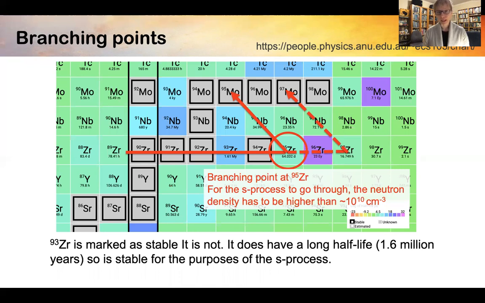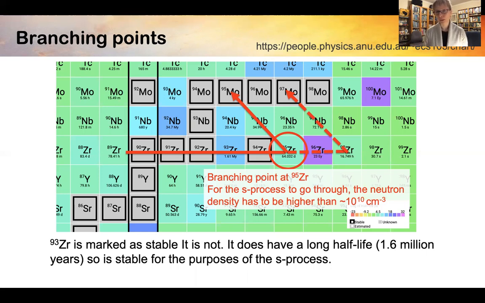So here I've color-coded by half-life, and I've put in the solid line the main path of the s-process. You see that it goes through the zirconium isotopes, it gets to zirconium-95, and under most conditions in most stars that experience the s-process, zirconium-95 decays to molybdenum-95. So zirconium-96, which is for all intents and purposes stable. It's actually technically not stable, but it has a half-life much, much longer than the age of the universe. So zirconium-96 is in general only reached by the r-process.